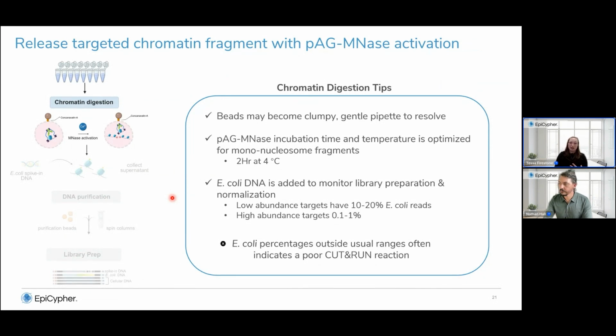Low abundance targets can have upwards of 10 to 20% E. coli reads, whereas high abundance targets can have around 0.1 to 1% E. coli reads. E. coli percentages outside these usual ranges can often indicate a poor CUT&RUN reaction. All the cellular material remains on the beads, so it is crucial to transfer the supernatant to new clean tubes for the next step.